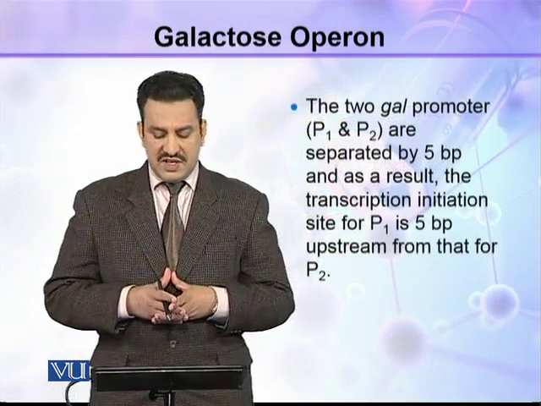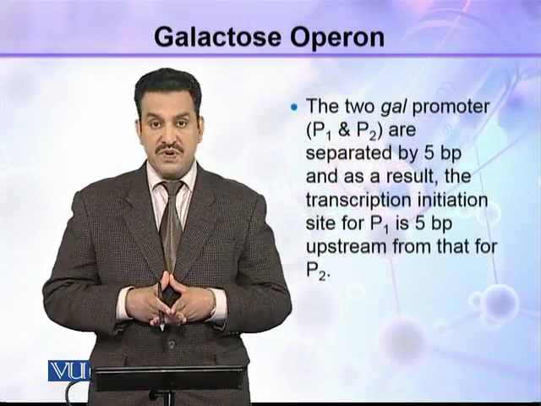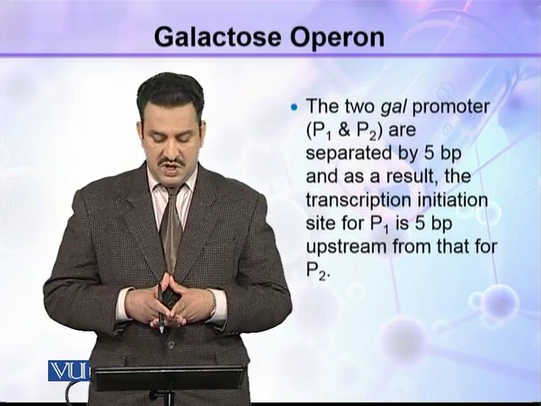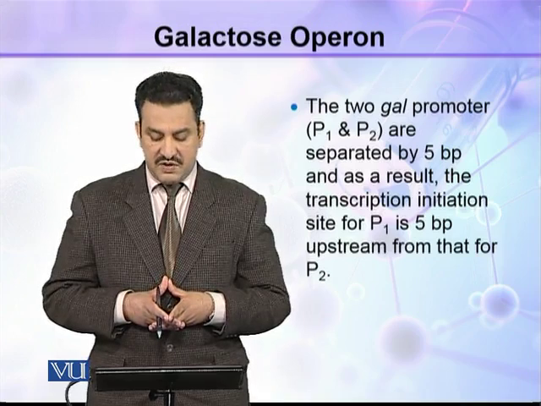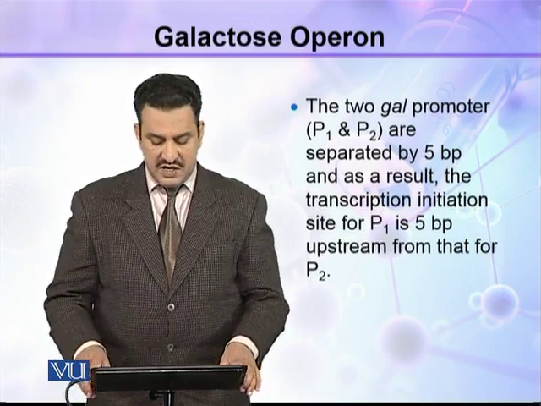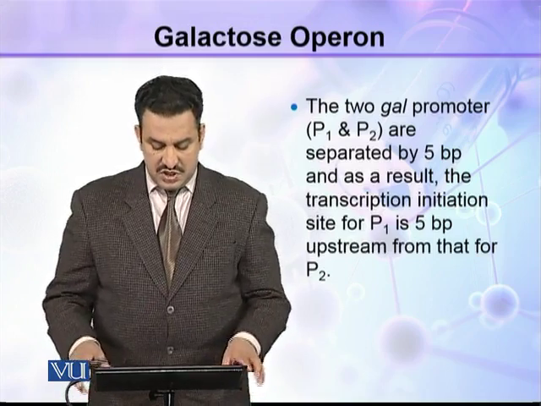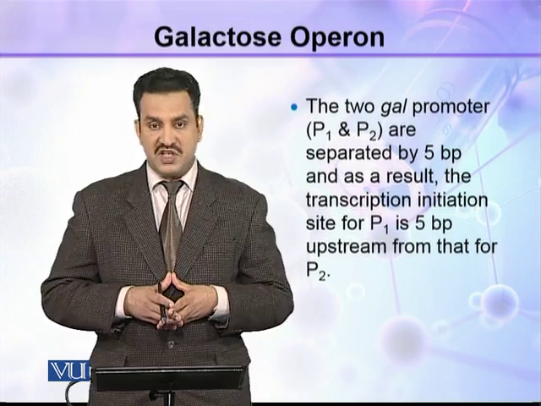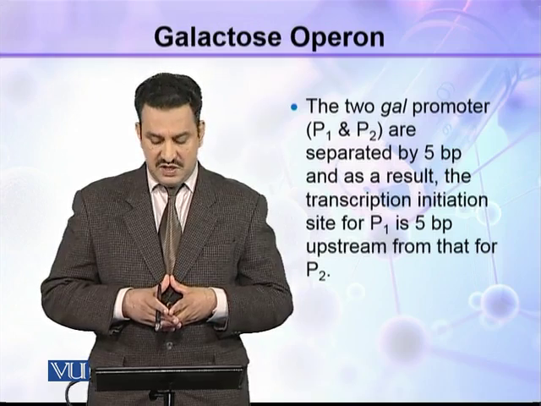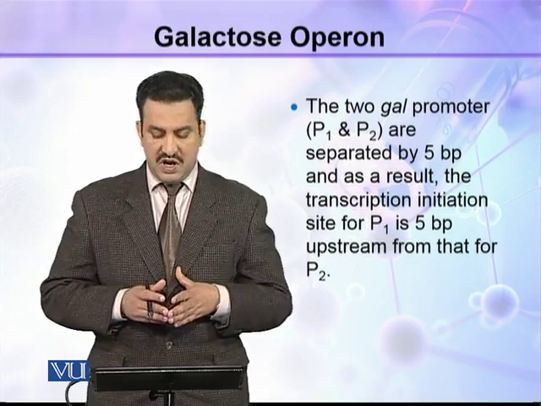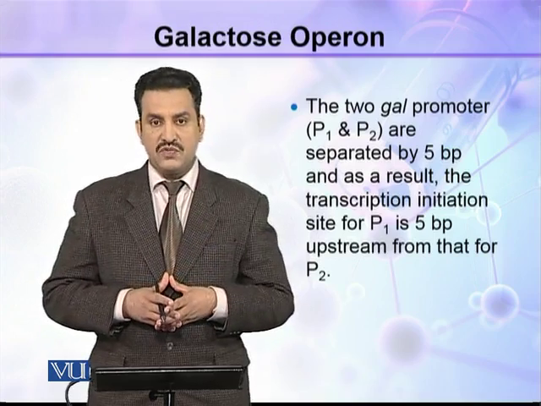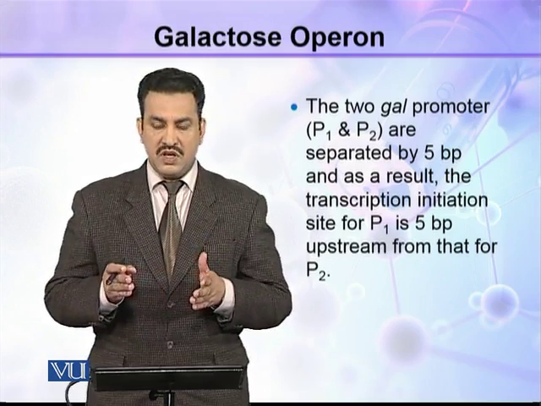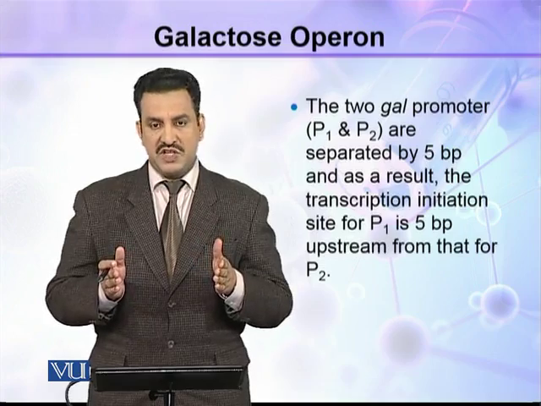The two GAL promoters P1 and P2 are separated by 5 base pairs, and as a result the transcription initiation site for P1 is 5 base pairs upstream from that of P2, because the difference between them is of 5 base pairs.